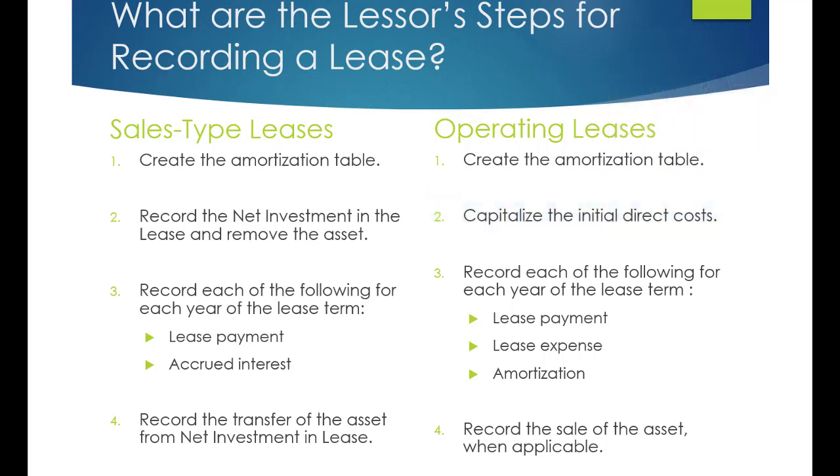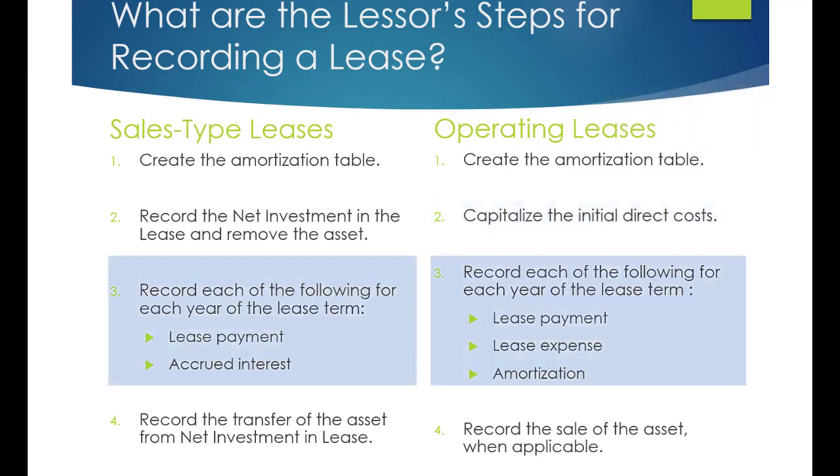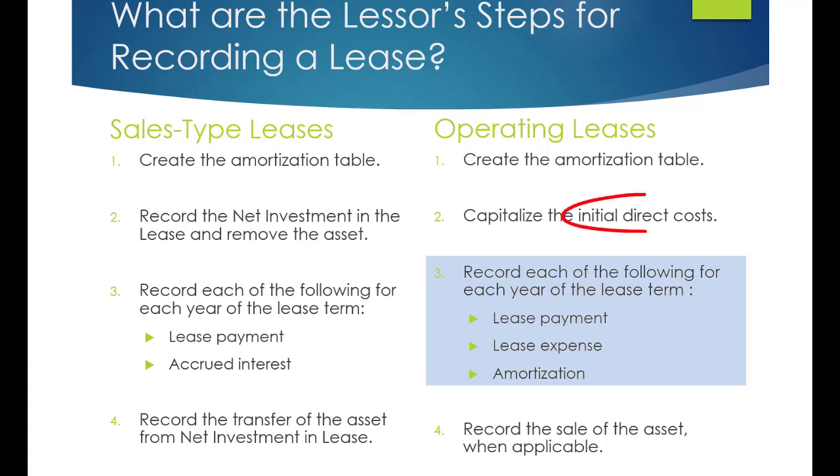Other than that, you'll notice we record lease payments and accrued interest. We don't have any amortization or depreciation on a sales type because I don't own the asset anymore. I sold it to the lessee. On an operating lease, I have a payment that I'm receiving. I have lease expense that I'm recording because of these initial direct costs that I'll slowly amortize away. And then, of course, I've got my amortization, and I'll also have some lease revenue that I record. It's not listed here, but that's part of that lease payment.